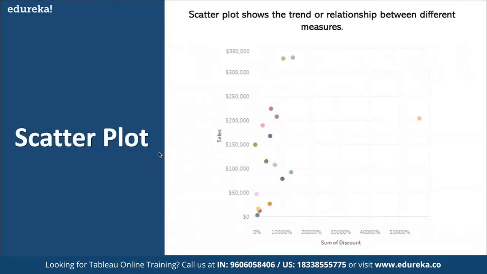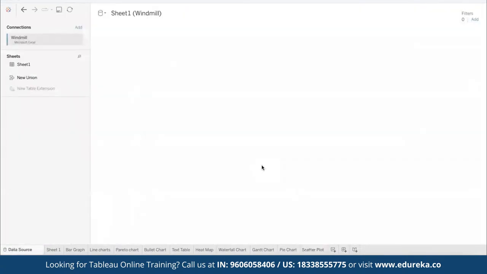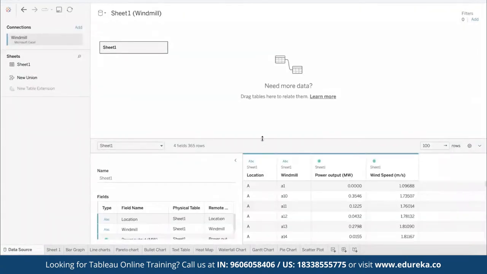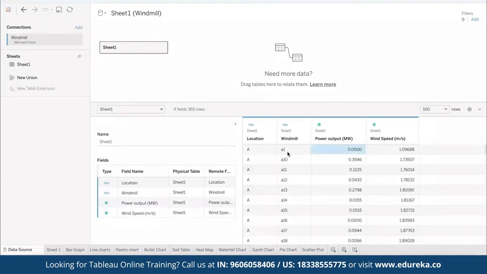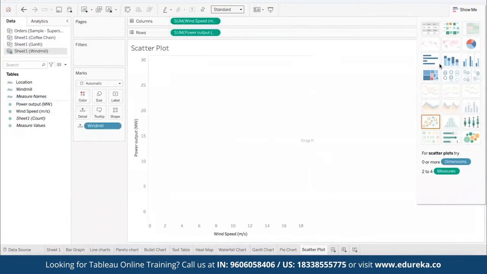Scatter plot. It is used to show the trend or relationship between two measures. Now suppose, let's say I have data from a power plant, where I know what is the power output at each windmill with certain wind speed. When the wind speed is so many meters per second, the power output generated is so much. When the wind speed is so and so meters per second, power generation is so and so megawatts. Now I need to check what is the relationship between the two. To check the relationship between the two per windmill, we'll create a scatter plot.